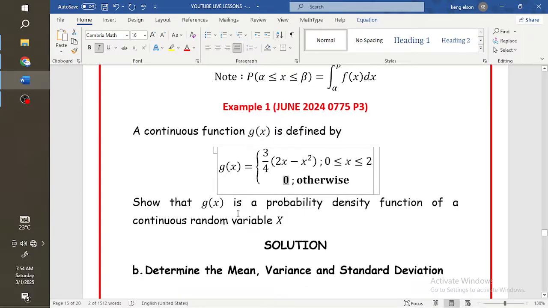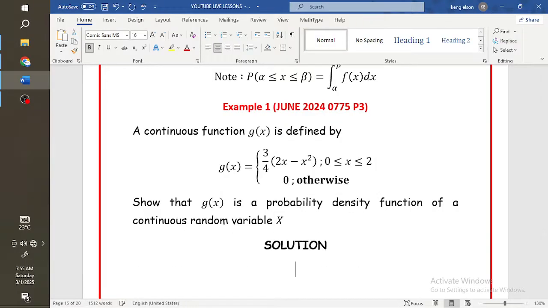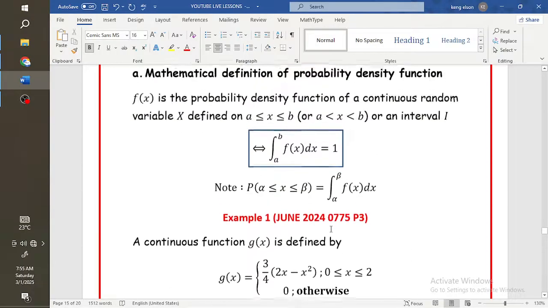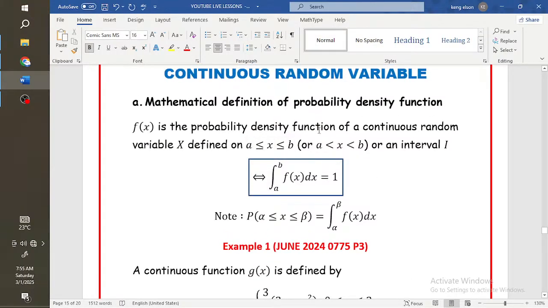So we are asked to show that g of x is the probability density function of a continuous random variable x. So according to the definition we have, we know that if you are a probability density function of a continuous random variable, then your integral must be equal to 1 over the interval where the variable is defined.